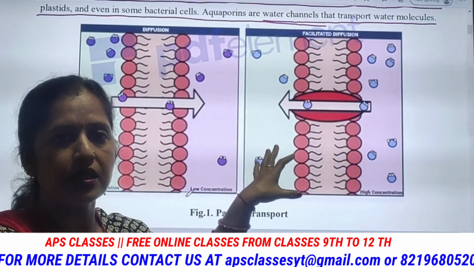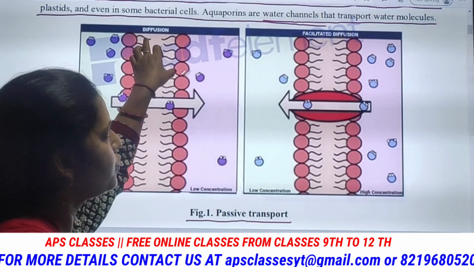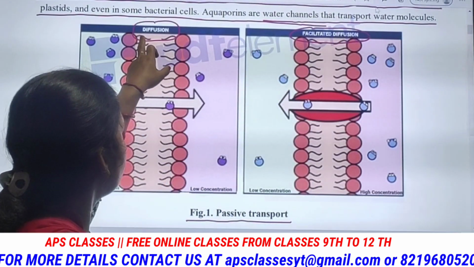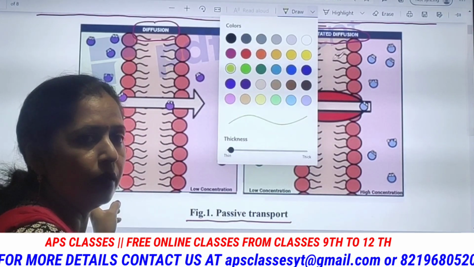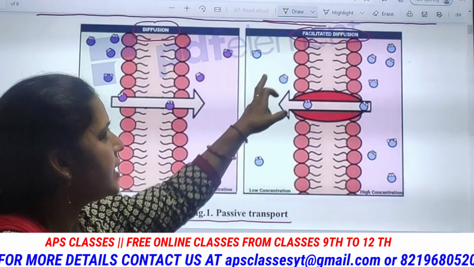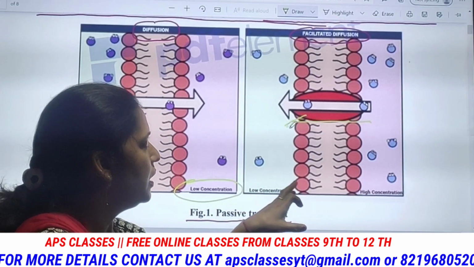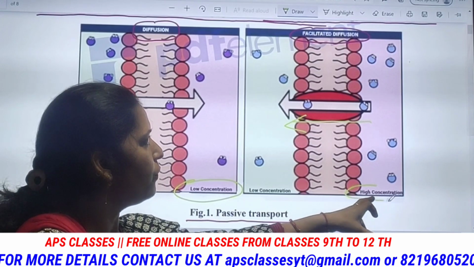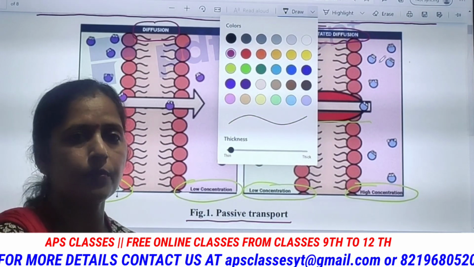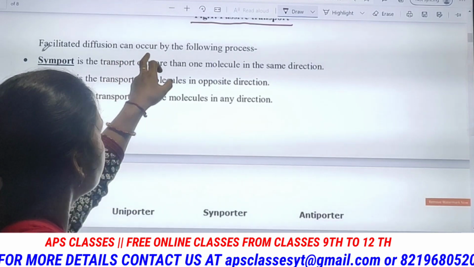This is the diagrammatic representation of passive transport. In this diagram, the first picture shows the process of diffusion, and the second picture shows the process of facilitated diffusion. In diffusion, there is movement of molecules from the region of higher concentration to lower concentration, whereas in facilitated diffusion, there is transportation of molecules from the region of higher concentration to lower concentration. So this is the diagrammatic representation of passive transport. Next, facilitated diffusion can occur by the following processes.